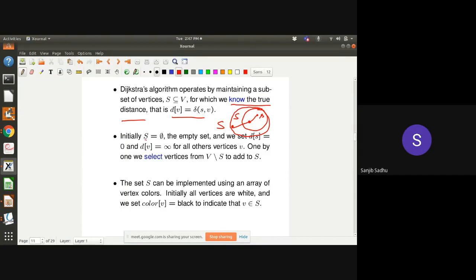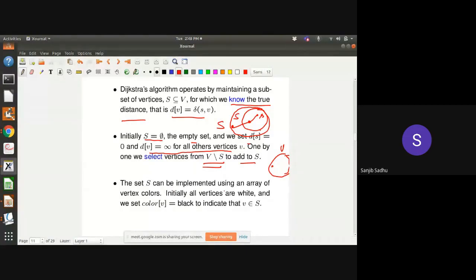Now initially S is phi, the empty set, and ds is 0. There are no vertices in this set, and dv is infinite for all other vertices. This is the initial value. Now, one by one we select vertices from V minus S, and you add one vertex from V minus S to S.